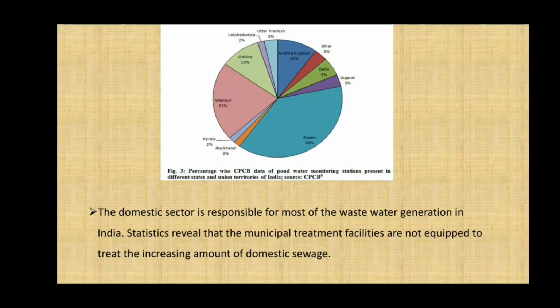As you can see, this chart represents the percentage-wise CPCB data of pond water monitoring stations, with Assam having the most at 38% and Lakshadweep the least at 2%. The domestic sector is responsible for most of the wastewater generation in India, and statistics reveal that the municipal treatment facilities are not equipped to treat the increased amount of domestic sewage.